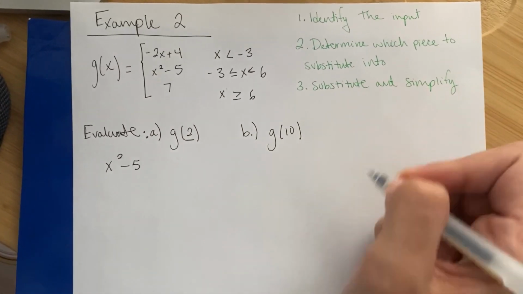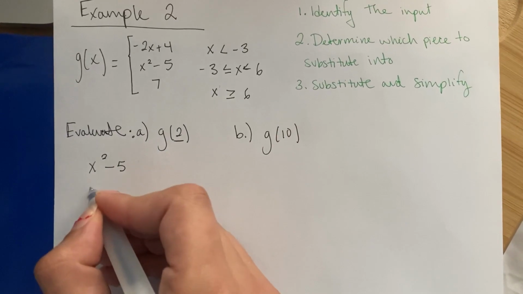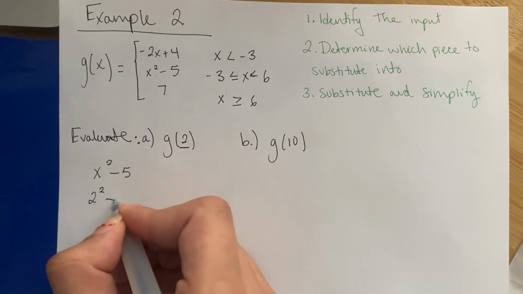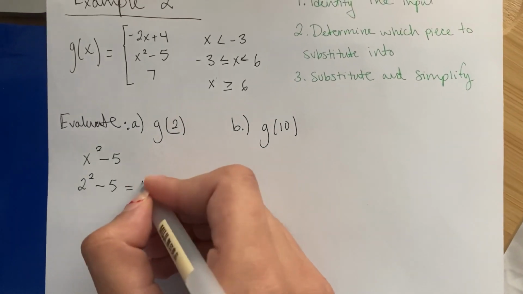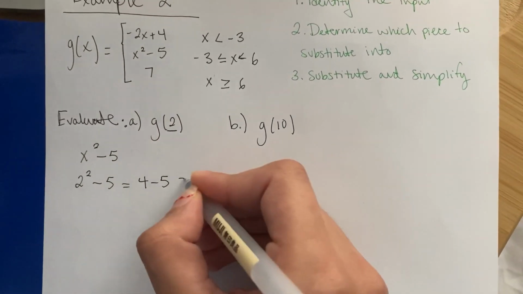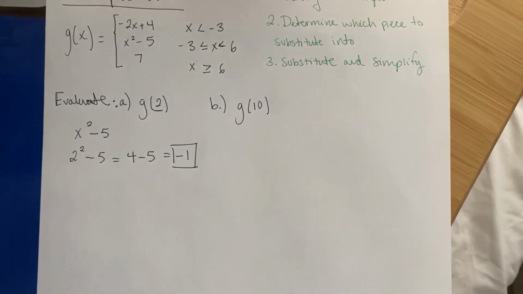We are going to substitute and simplify, substituting it into the second step. So anywhere there's an x, I'm going to put my 2 or my input. And so I get 2 squared minus 5, which is 4 minus 5, which is -1. Done. Now let's do 10.